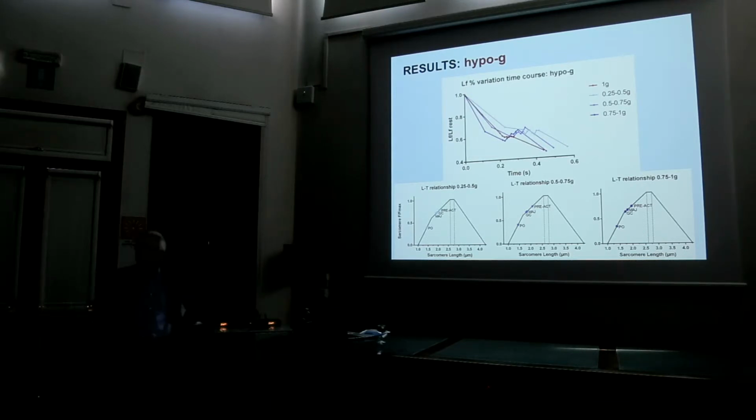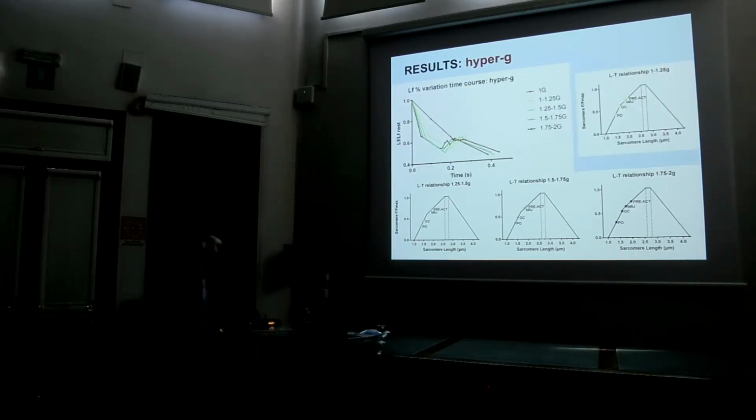And this is probably because we don't know what gravity will be like. So just in this uncertainty, we decide to preactivate early, just in case. So we start with a sarcomere length which is actually shorter than the one on Earth.